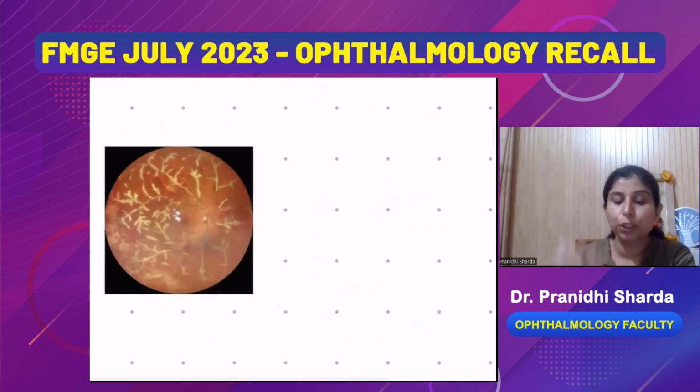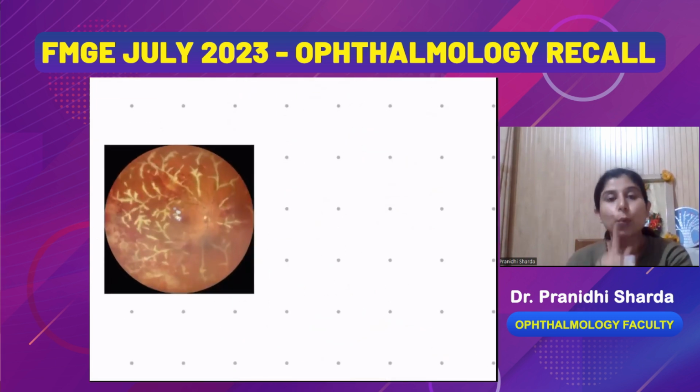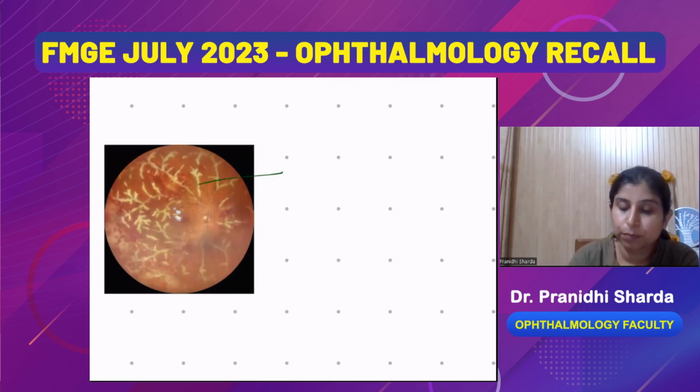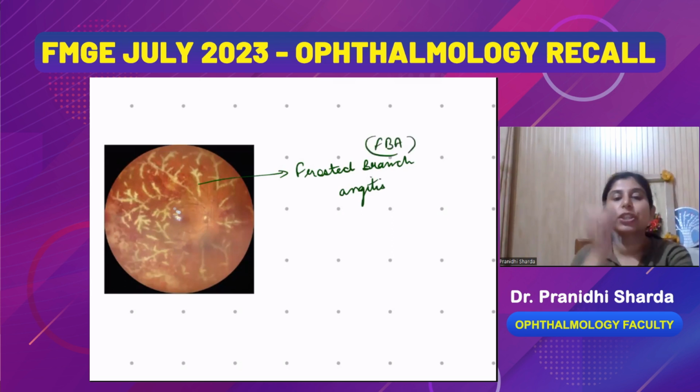Another picture I wanted to show you of CMV retinitis is sausage cheese retinopathy, which is a common finding. Another is this. If you do not know this, then you can add it in your notes. It is frosted branch angiitis, where you can see exudation along the vessels, along the vascular arcades, also seen in CMV retinitis.